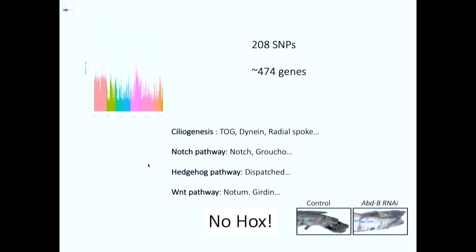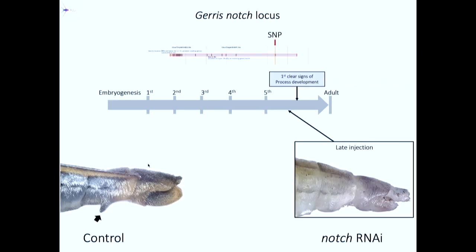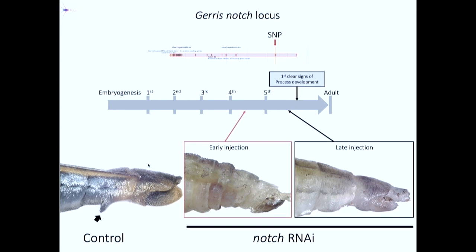So the abdominal-B that I showed you, which is involved during development, is most likely not the gene where selection is acting to do this. I'm just going to show you one example, and this is the gene Notch, where we found a SNP right after the first exon. And when we knock down Notch with RNAi, we get a phenotype like this.